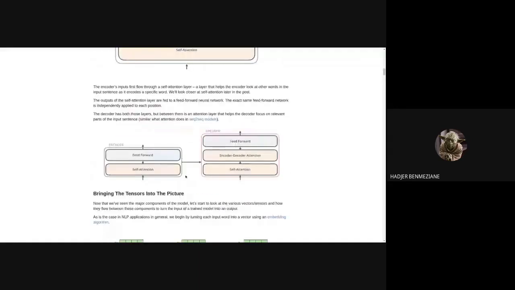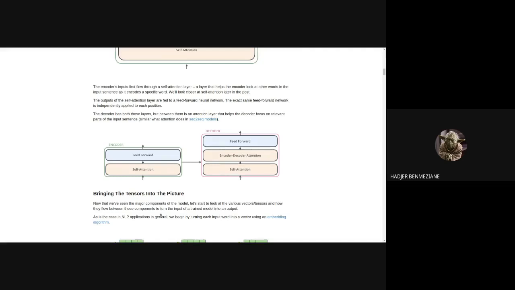And then in the decoder, we have three operations. We have the self-attention. So keep in mind that the transformer is a seq-to-seq model. It contains an encoder and a decoder. The encoder contains multiple layers of this encoder block. So we have 6 times self-attention, feed forward, self-attention, feed forward, etc. And then we have the decoder. And in the decoder, we have a self-attention, then an encoder-decoder attention, and then a feed forward.